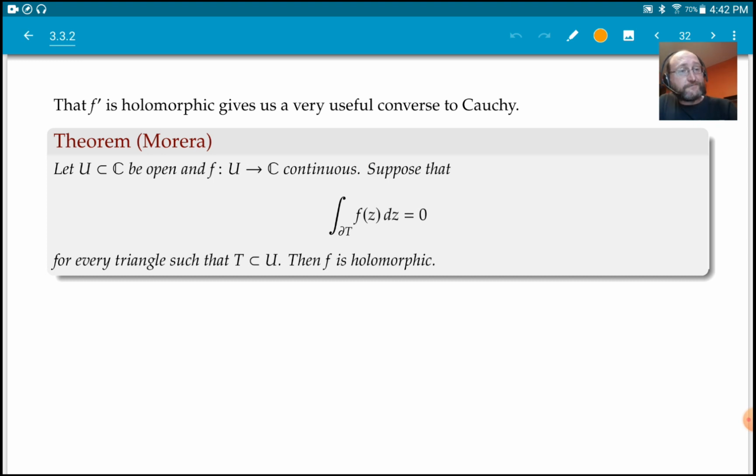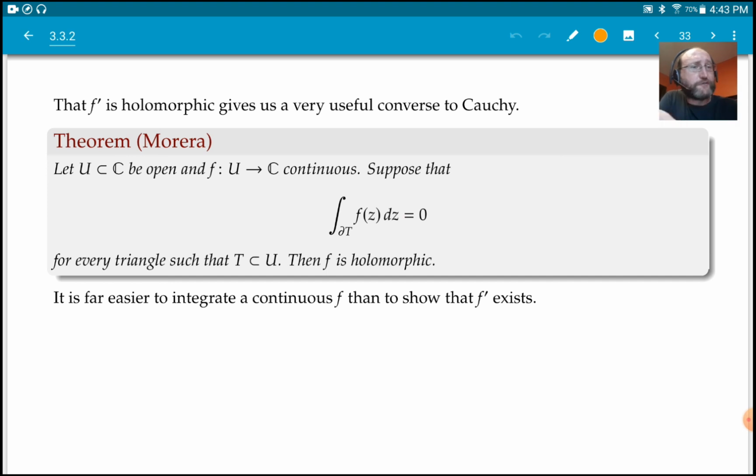So we had the opposite before, right? We had that if we had a holomorphic f, then this thing was true for every solid triangle in U, right? So it's basically a converse of the Cauchy for triangles. So this is just the application. It's much easier to integrate a continuous f than try to differentiate it.